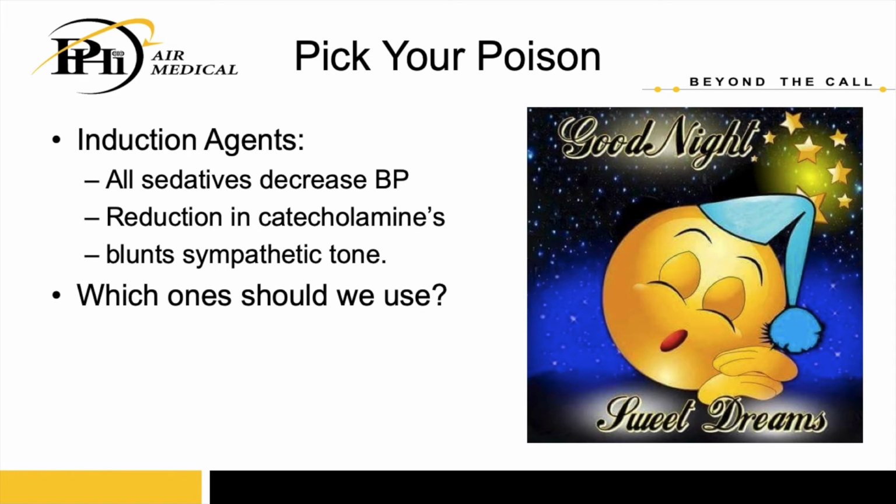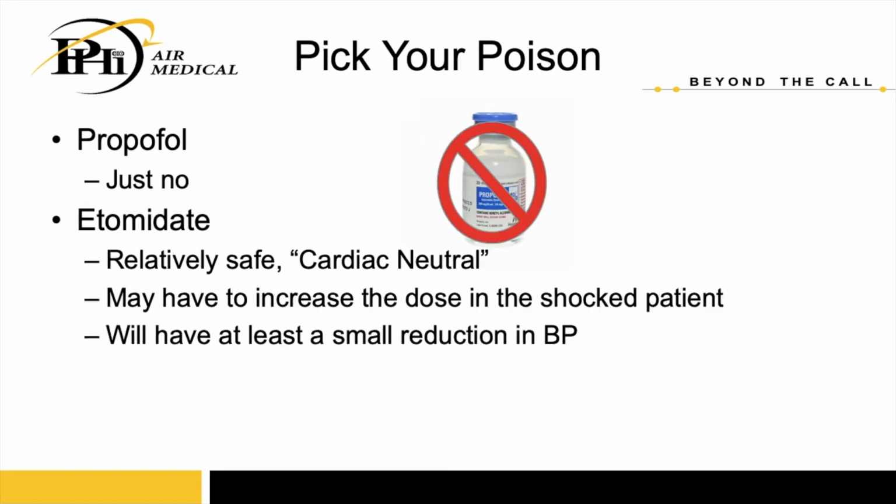So all induction agents, regardless of really what they advertise, will typically decrease your blood pressure somewhat because they reduce your catecholamine response. That patient who is a shocked patient is dumping every catecholamine that they have in their body into maintaining a good blood pressure. So as soon as you give that induction agent and you reduce that catecholamine response, you blunt that sympathetic tone, you're going to have some sort of vasodilation. So let's talk about which induction agents we should use in order to prevent that big drop in blood pressure.